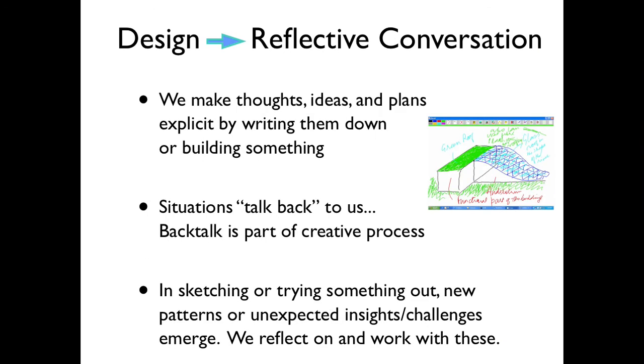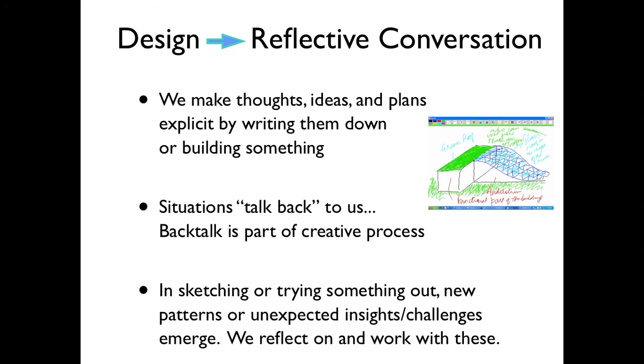So this particular chapter from Schoen's book, Design as Reflective Conversation, suggests that in the work of design, we make something tactile and we give it shape by writing it down in plans, ideas, sketches, other things that are more concrete like that, or by building a prototype. So when we do this, or give something a concrete nature, we actually create situations that then talk back to us. And this back talk, and our listening to it and engaging in a dialogue with it, is an essential part of the creative or design process.